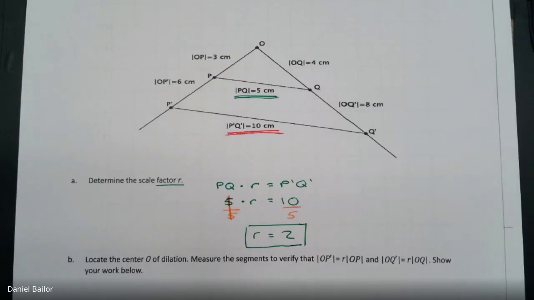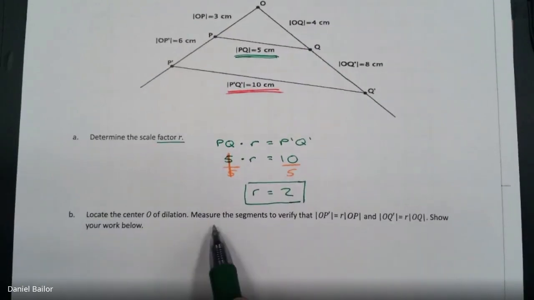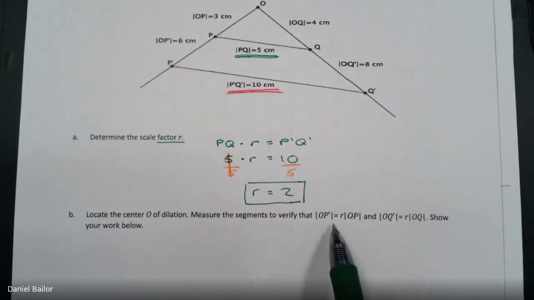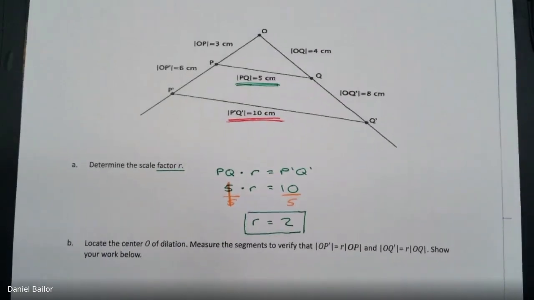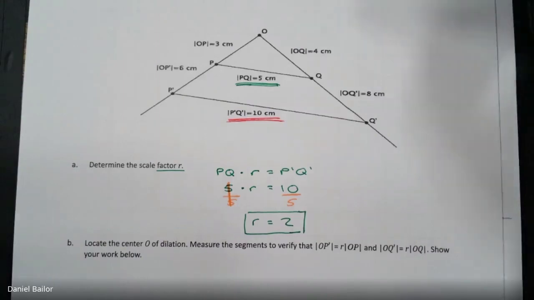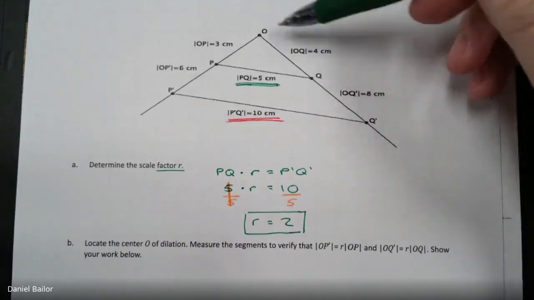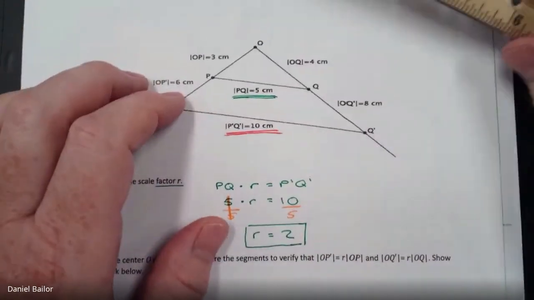Good, we know that. In fact, right now for part B, it says, measure these segments to verify that OP prime equals R times OP and OQ prime equals R times OQ. So we need to prove that the scale factor works for OP and OP prime, and that the scale factor works for OQ and OQ prime. So does the scale factor work? Well, I have my ruler. Let's start with OP.